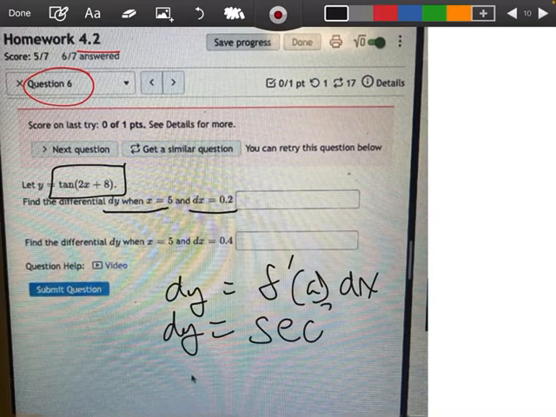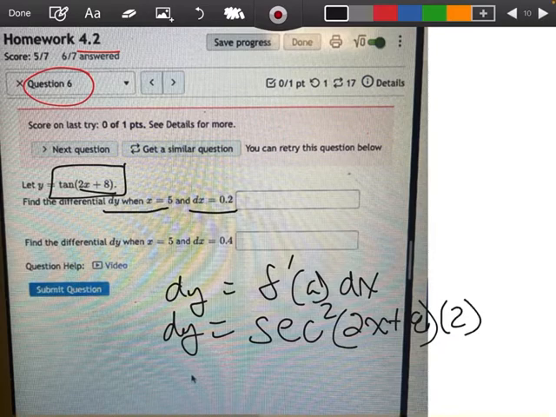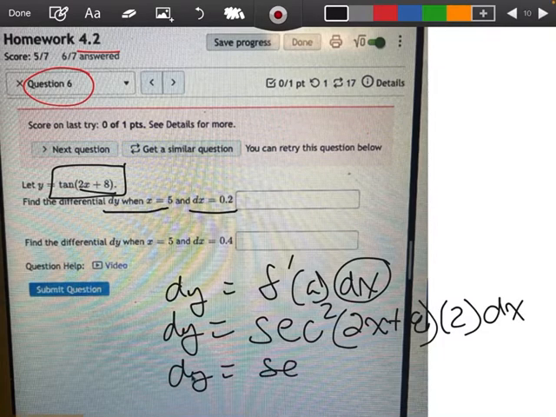So let's see, dy. If I want to take the derivative of a tangent function, y'all, the derivative of a tangent is a secant squared times that 2x plus 8, times the derivative of the angle. Now, the derivative of 2x plus 8 is just a 2, and then we have to multiply that by that value dx, okay? So look, dy is going to be equal to the secant squared.